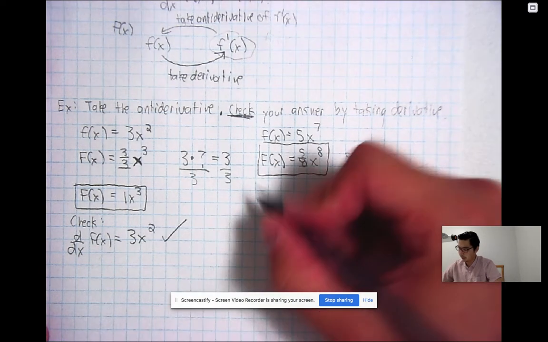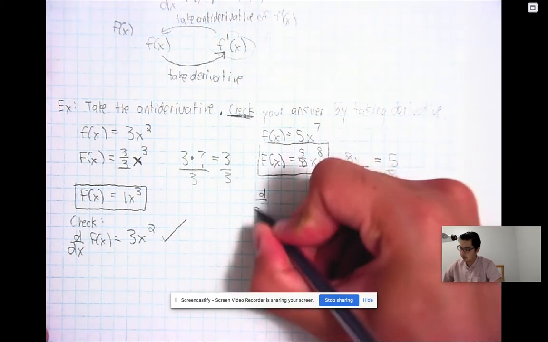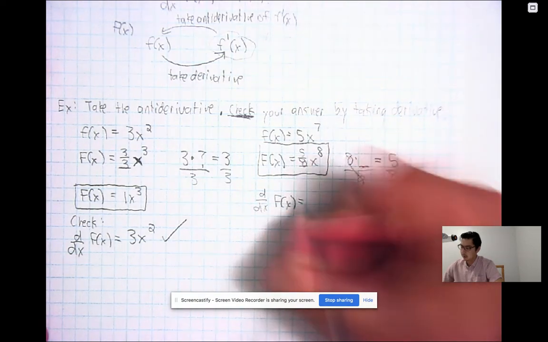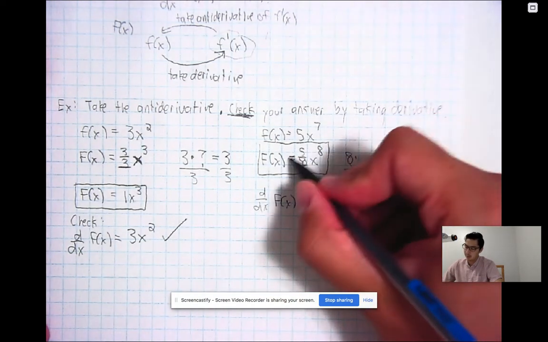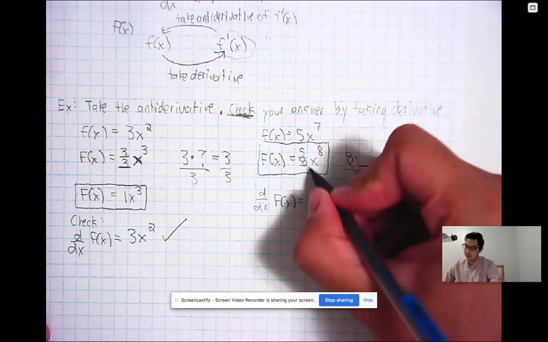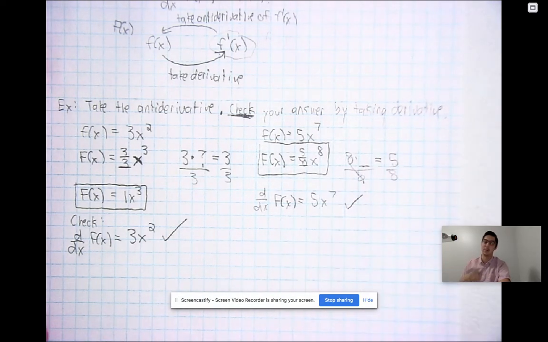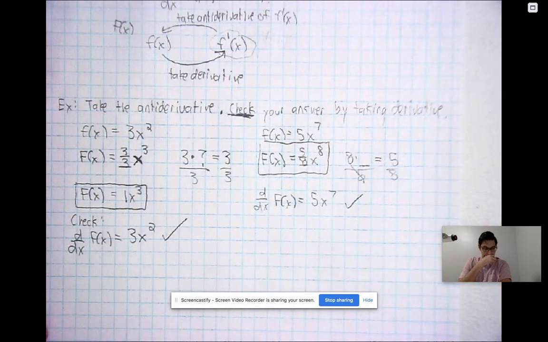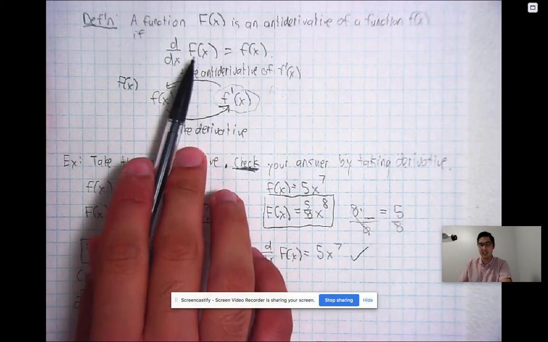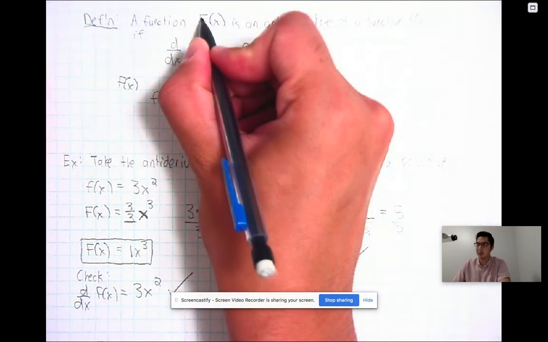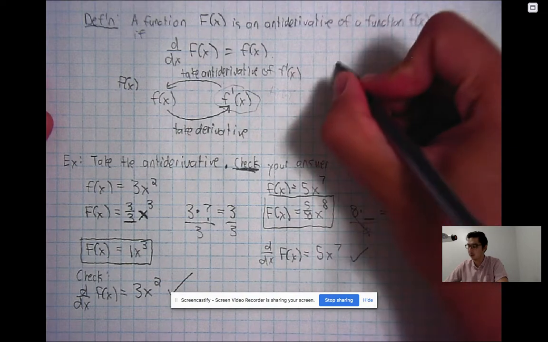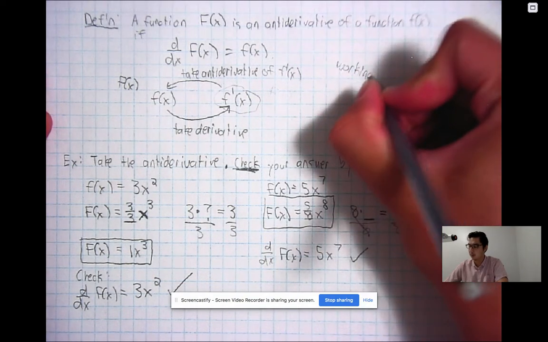Okay. And if we check our answer, take the derivative of that. Well, if you bring that to the front, 8 times 5/8, the 8s would cancel, you just be left with 5, and then subtract 1, and we're back where we started, so we know we did it correct. All right. So that's what an antiderivative is. The notation with the definition gets kind of funky. Just recognize that antiderivative is working backwards.